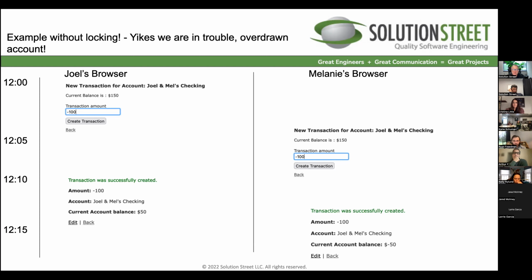So this is an example. If you didn't have any kind of locking, what could happen? What could go wrong? And you could have some angry customers.